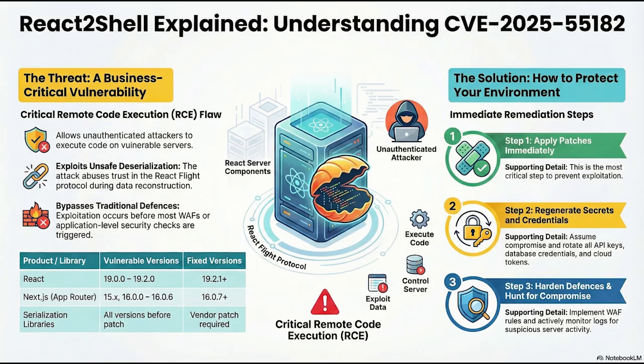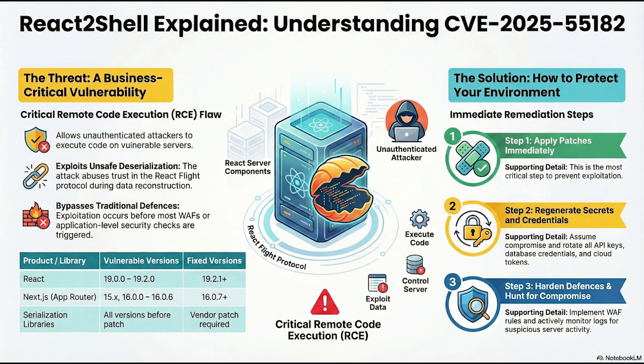Exactly. The vulnerability exists entirely within the deserialization process. It's before routing, before authorization, before any of your sanity checks. A WAF looking for suspicious SQL isn't going to catch a logic flaw buried deep inside a serialization library. That's the nightmare scenario for security teams. You're flying blind. So for you, the listener, what are the immediate, actionable protection steps?